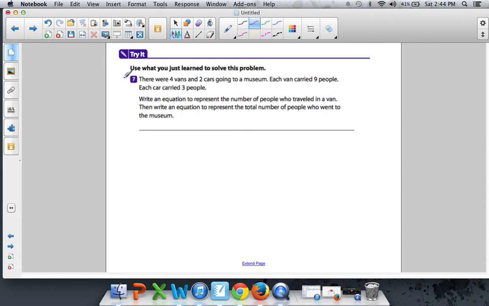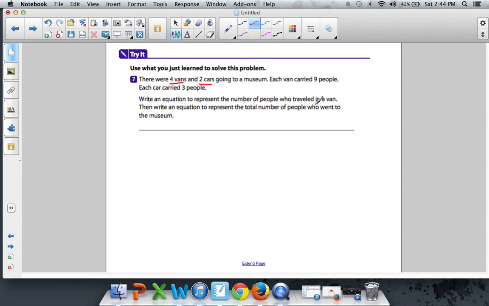Alright, now we got to do a different problem using all the stuff we just learned. Here we go. There were 4 vans and 2 cars going to a museum. 4 vans, 2 cars. Each van carried 9 people. Each car carried 3 people. Write an equation to represent the number of people who traveled in a van. Then write an equation to represent the number of people who went to the museum.